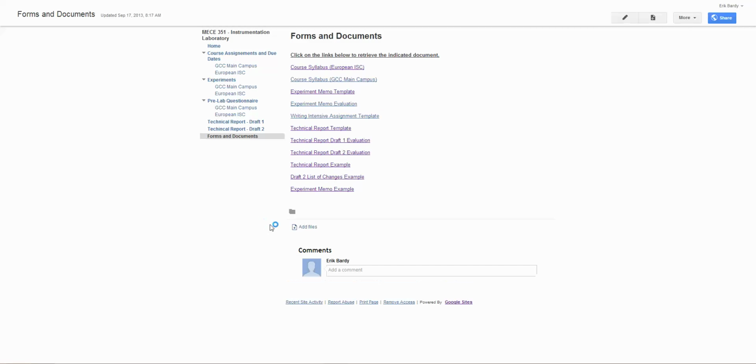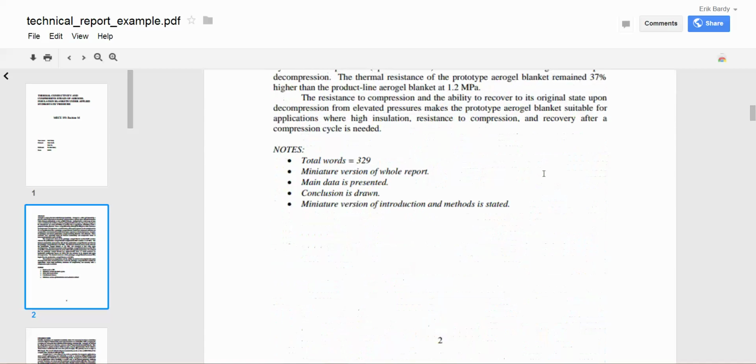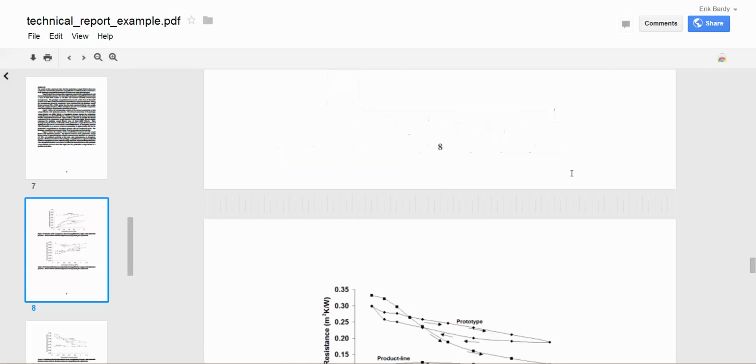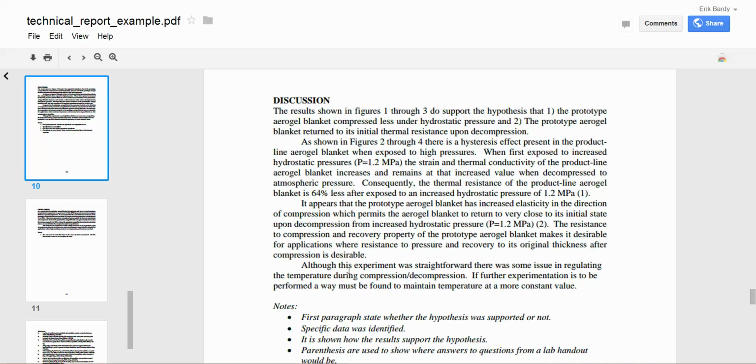As well as the technical report example, if you look there, open that up and scroll down to discussion. You should see a good example of what a discussion should look like, as well as some notes that help you realize a few things in this discussion that I'll be looking for in your discussion section. So these notes here are meant for things to take notice of as you read through this.